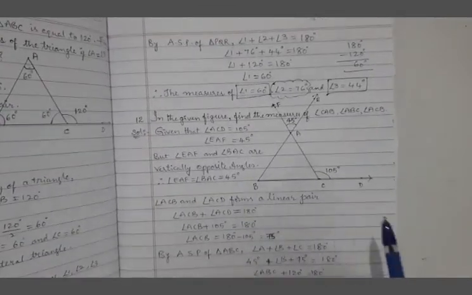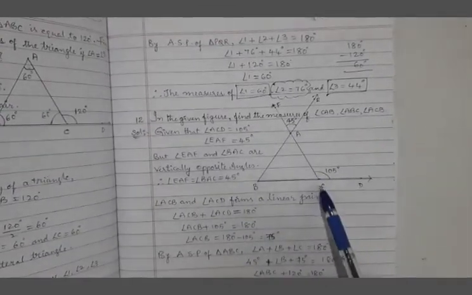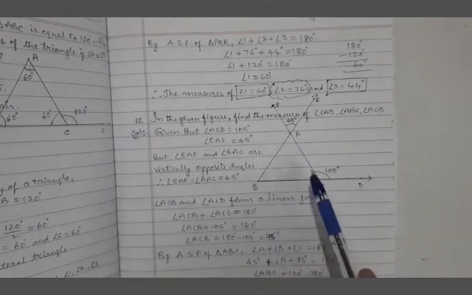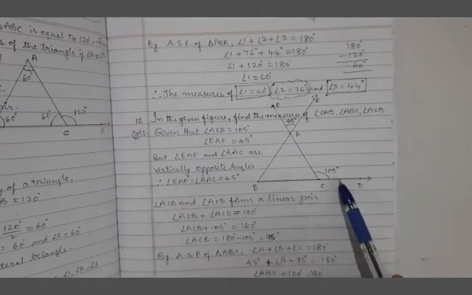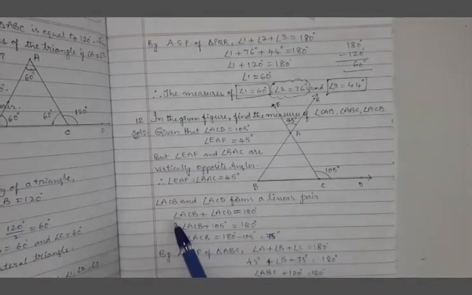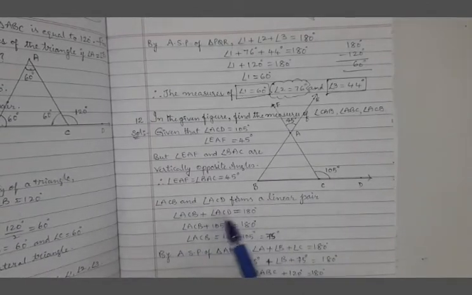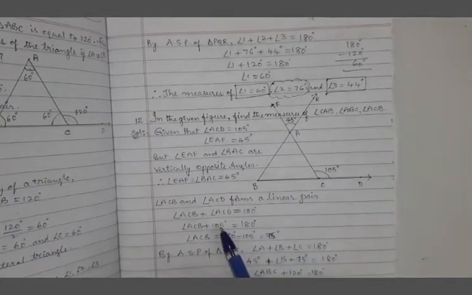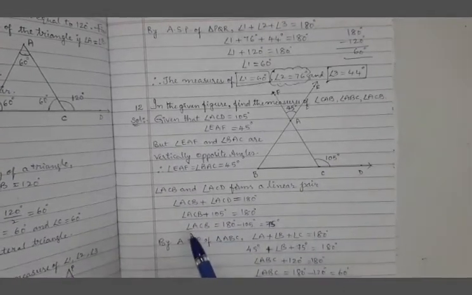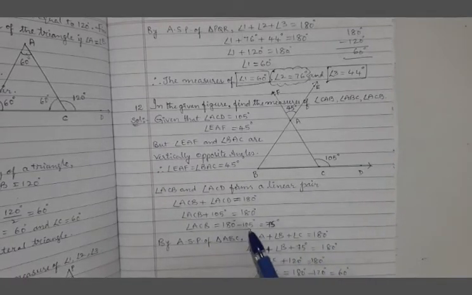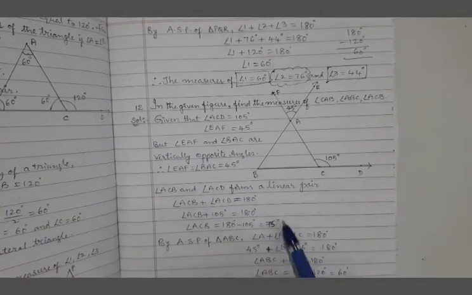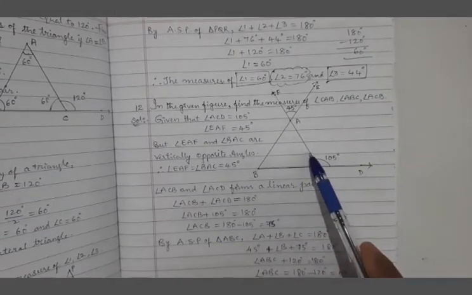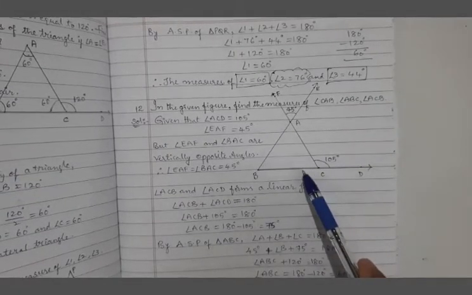Clear? Next, angle ACD, the exterior angle, and angle ACB, the interior one, together form a linear pair. So angle ACB plus ACD, the exterior one, is equal to 180. Exterior is known as 105 degrees. Therefore, angle ACB is equal to 180 degrees minus 105 degrees, which is 75 degrees. So here we got 45 degrees, and this one by linear pair we got as 75 degrees.